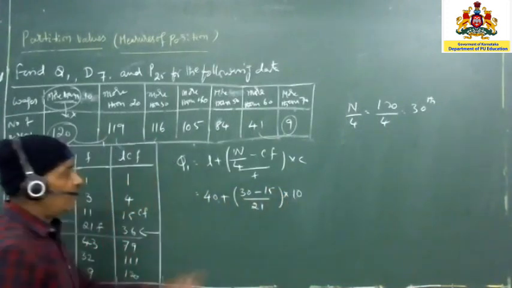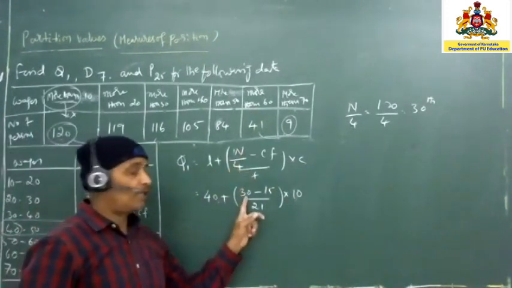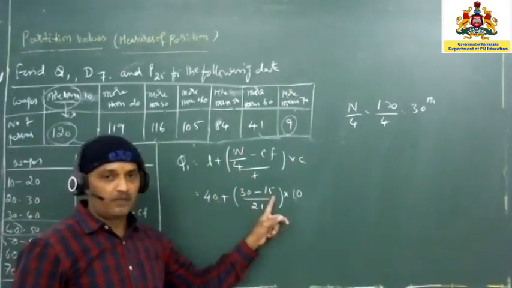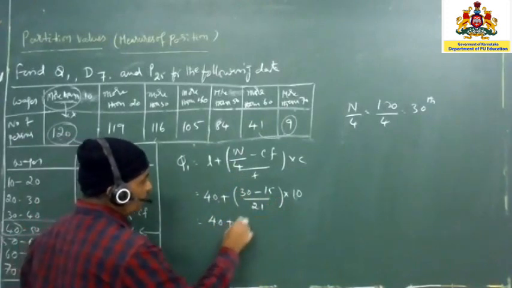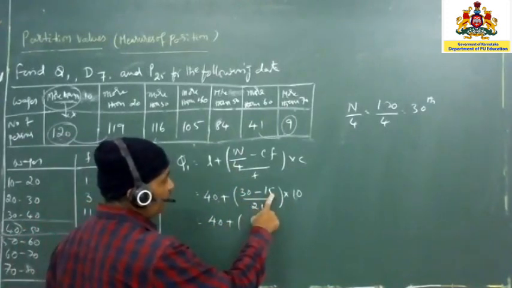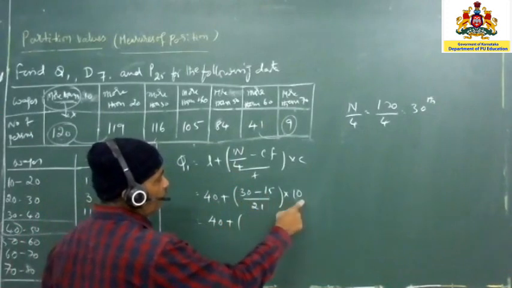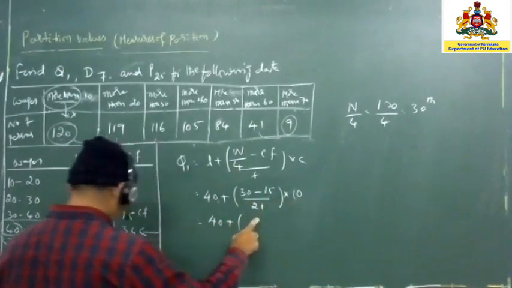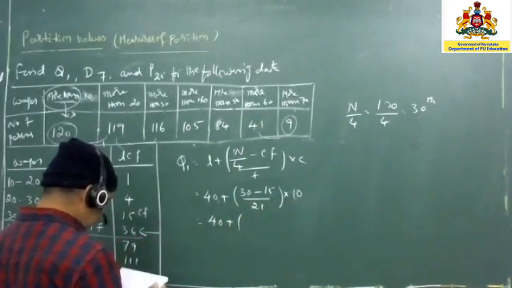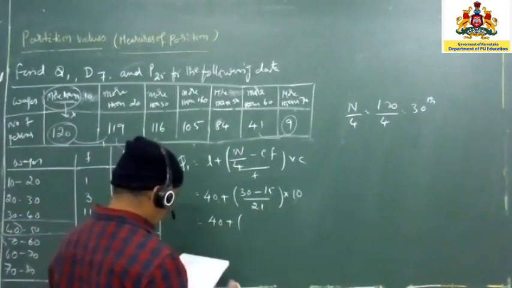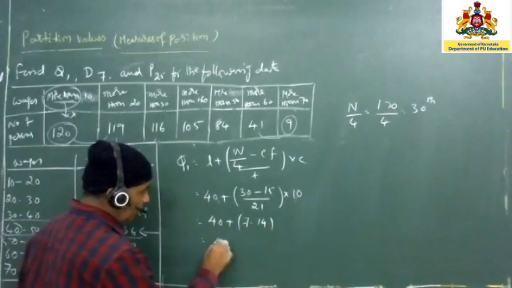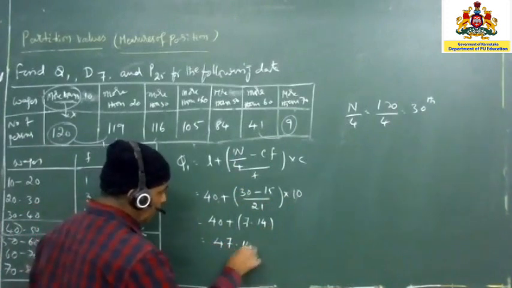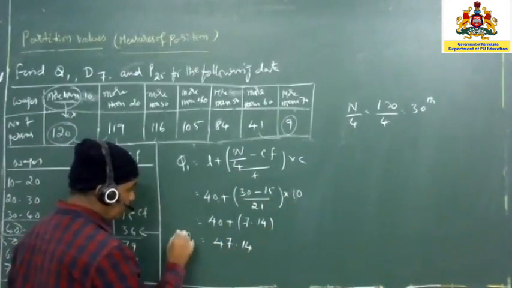See, always check that the n by 4 value is greater than the CF. CF should be less than it. So now here, 40 plus (30 minus 15 is 15), 15 into 10 divided by 21. So how much value are you going to get here? You are going to get 7.14, and the total value you are going to get is 47.14. This is going to be Q1.